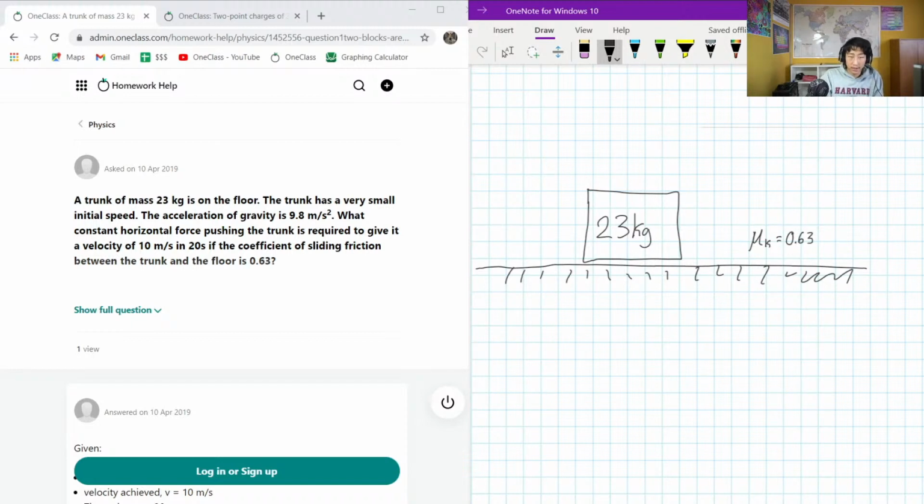Okay, so let's consider the forces in this situation. We have gravity, because it's not floating away in space. So that's Fg, equal to mass times gravity, equal to 23 kilograms multiplied by 9.8 meters per second squared. We're also going to have a normal force, which I'll draw in blue so it's a little more clear. The reason we have a normal force is that the trunk is not sinking through the ground. The ground provides a force that counteracts gravity, and in this case it's just equal to Fg, because there is no sinking into the ground.